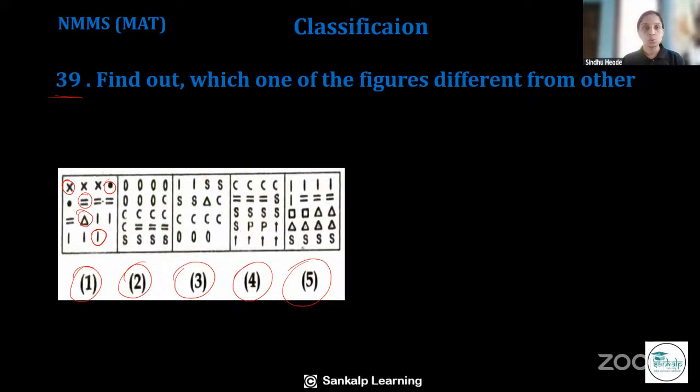So totally 1, 2, 3, 4 and 5 type symbols. Then come to image 2. It contains 0, 1, C, equal and S. So totally 4 symbols. First image contains 5 type symbols. Second image contains 4 type symbols.